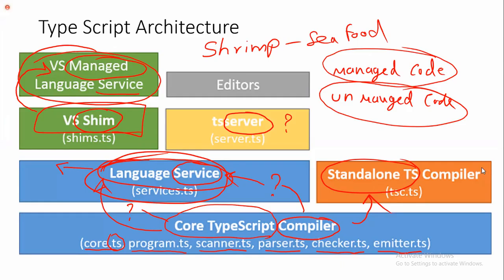So we have the core compiler, standalone compiler, language service, TypeScript server, VS Shim, managed language service and editors. These are all the components of the TypeScript architecture, right? Once you know this architecture, we can start working with the TypeScript language practically. How to install TypeScript, how to configure it, how to start programming in TypeScript, we will see. Once you start working with TypeScript, you can explore every component in detail later. What is the TS server, what is VS Shim, how do they work? You can explore and understand them in detail later. I hope you are clear with this.